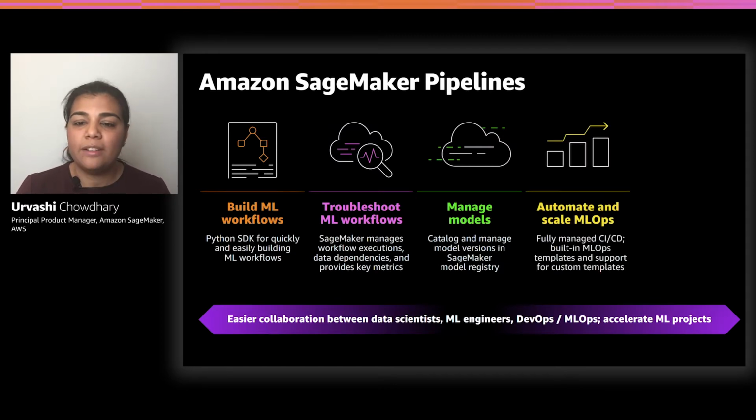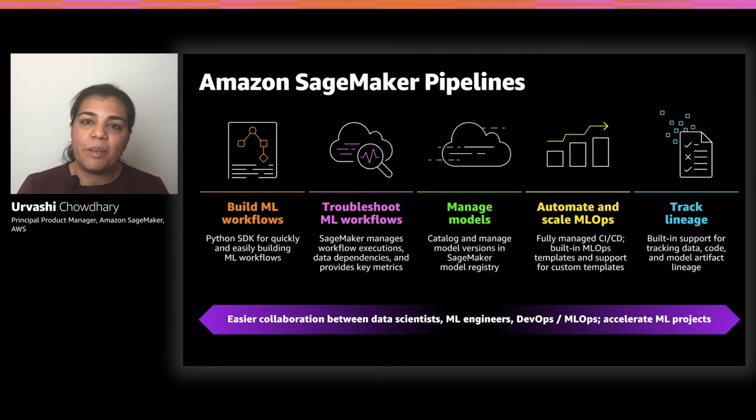To scale machine learning ops, Amazon SageMaker Pipelines provides built-in support for CI/CD through published templates, and you can also bring your own custom MLOps templates to enable CI/CD. When you use SageMaker Pipelines, you get built-in lineage tracking capabilities, so you don't need to build any additional tooling.